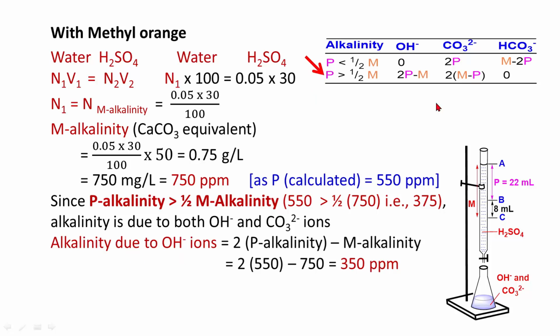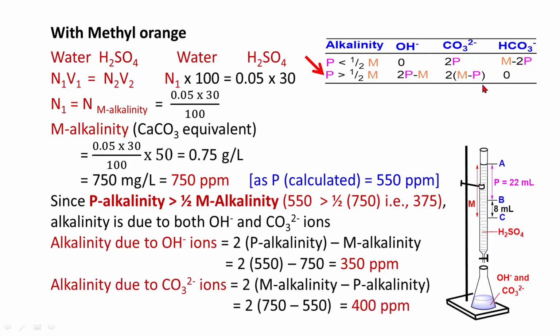Alkalinity due to hydroxyl ion is 2P minus M. It comes out to be 350 ppm. Alkalinity due to carbonate is given by 2M minus P. It comes out to be 400 ppm.